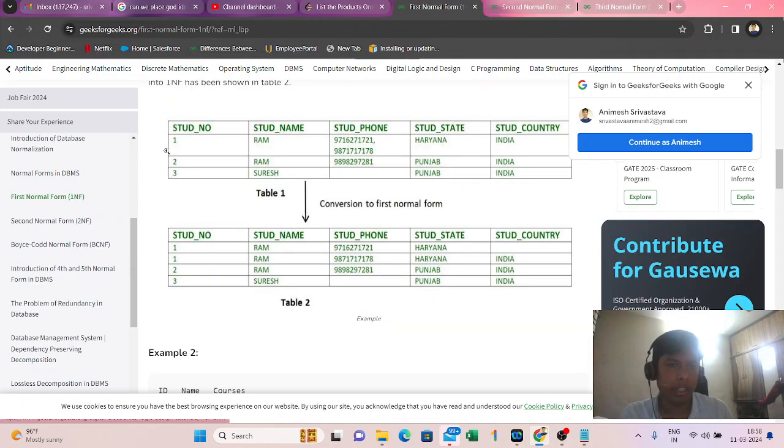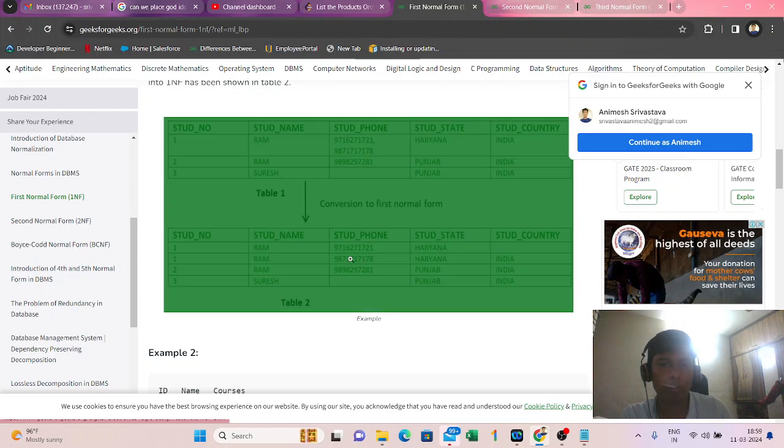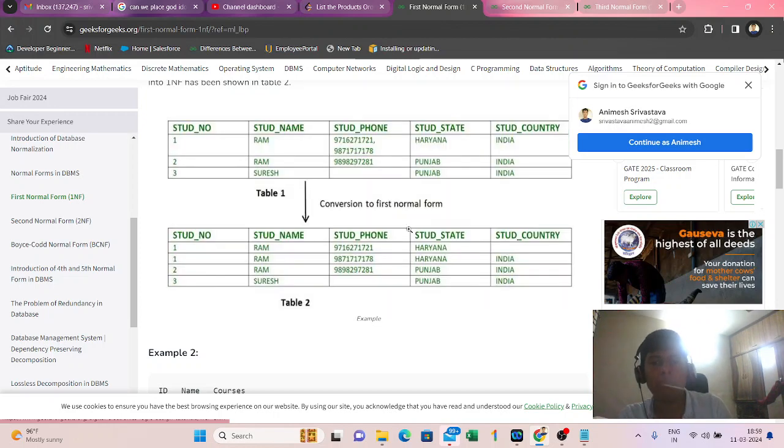If you see this example, 1NF means that every column should have a unique value. There should be no multi-valued column. By multi-valued I mean no column should have more than one value. If it does, then the table is not in 1NF. So if you find any table like this, just convert it so that every value is in a different row. Now here for Ram there were two student phone numbers. So we just converted them into two different rows, and this output table is now in perfect 1NF form.